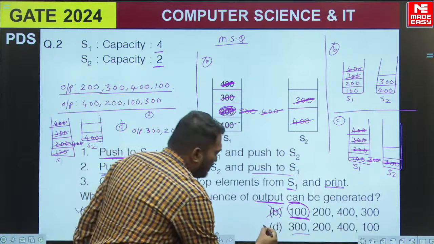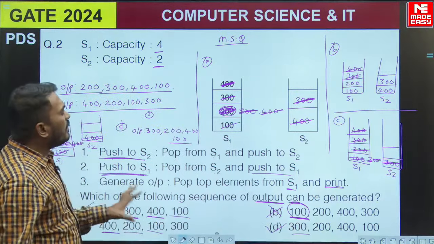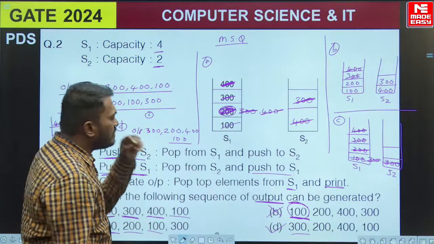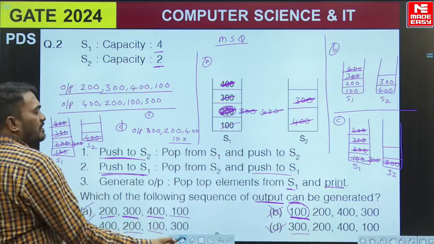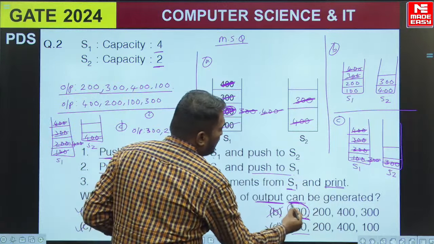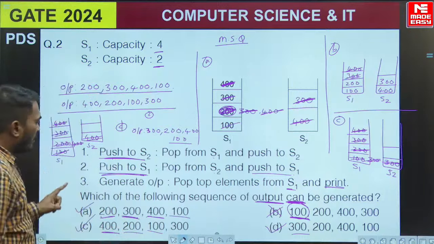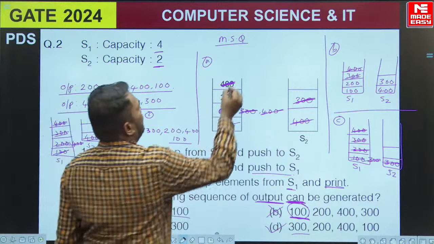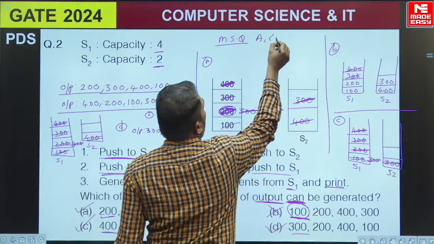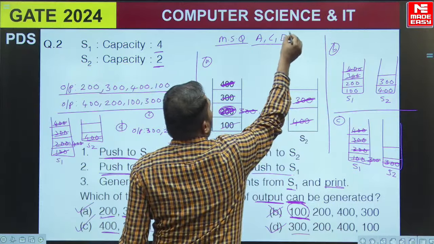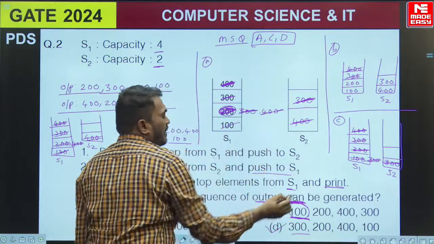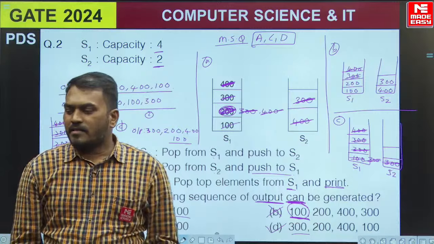Okay, so option D is also possible. So what is not possible is only option B. Okay, I am assuming that the question is asking which ones are possible, so obviously it is MSQ, right? So A, C, D will be your answer. So if it is MSQ, A, C, D is the answer, and the question should be asking which ones. If it asks which, then 3 options are possible. So is the question correct?